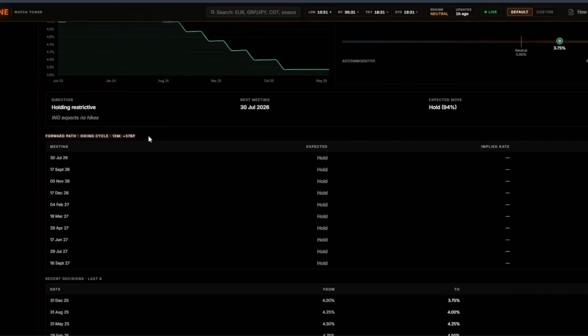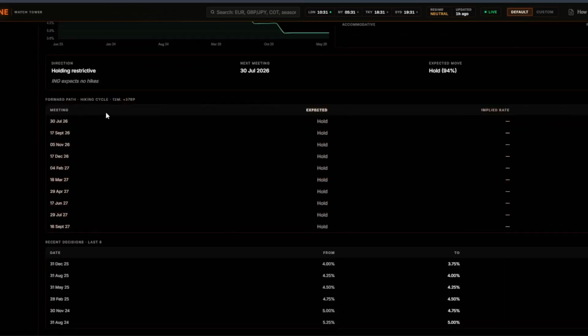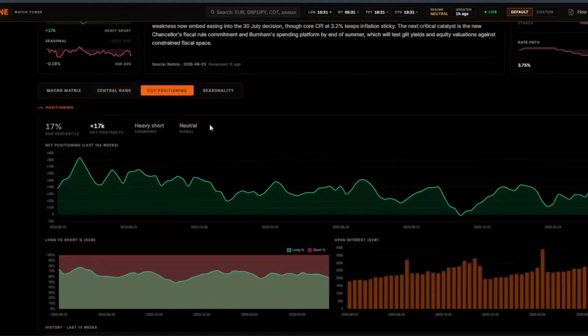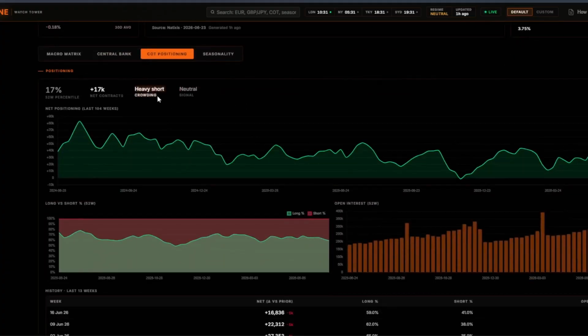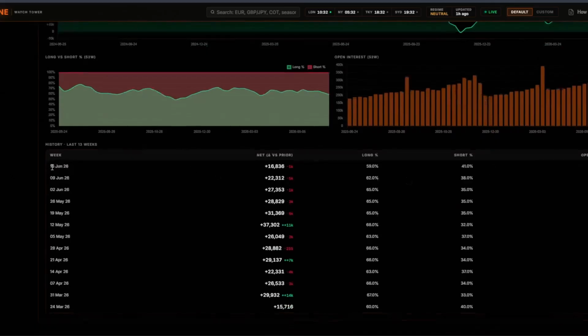This one is just the forward path for the central bank. According to this, they're expected to hold, but there's another indicator that I use, which I'll talk about a little later on. COT positioning: heavy short crowding, neutral signal. So there are a lot of shorts here that can create some squeeze in the market. So we'll see. For the most part, as of the recent COT reports, we've been getting a really bearish reading overall.